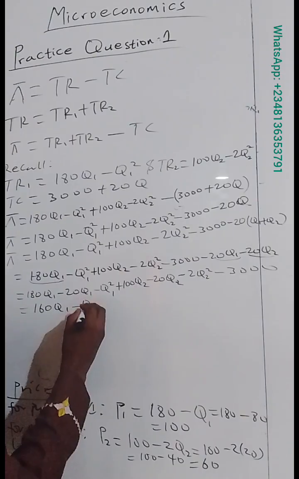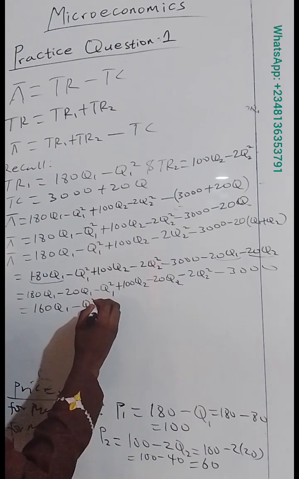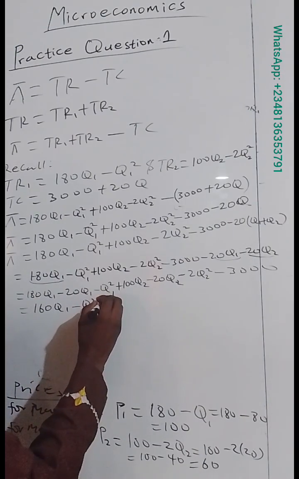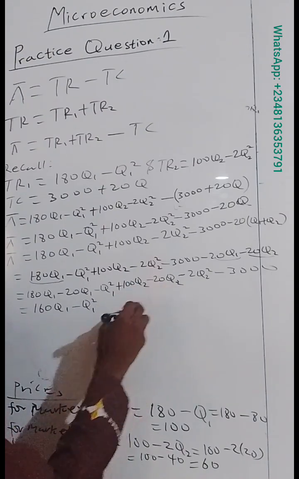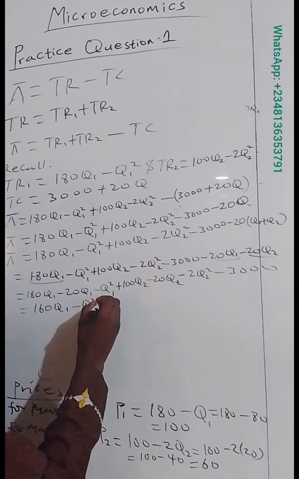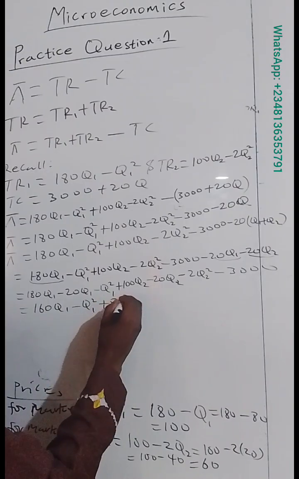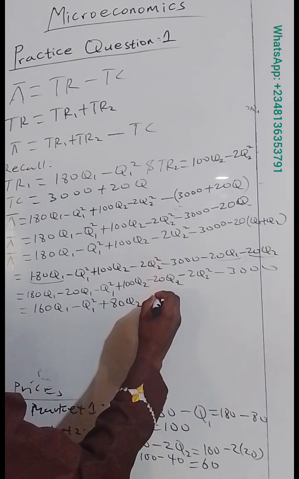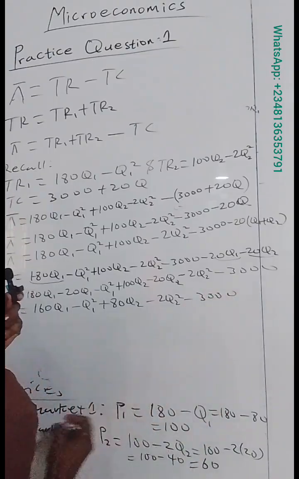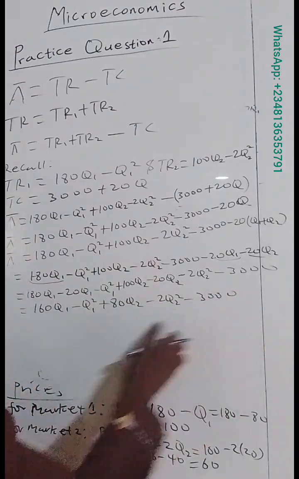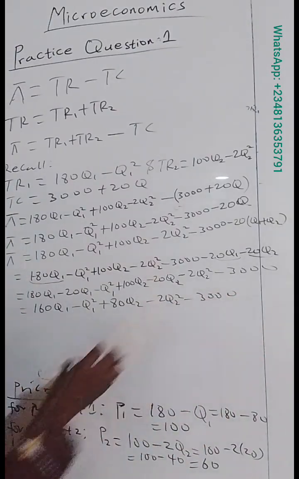Then we have minus Q1 squared, plus 100Q2 minus 20Q2, so we are going to have plus 80Q2 minus 2Q2 squared, then minus 3,000. This is the profit function. This is the simplified profit function.